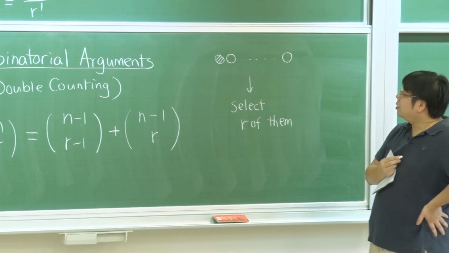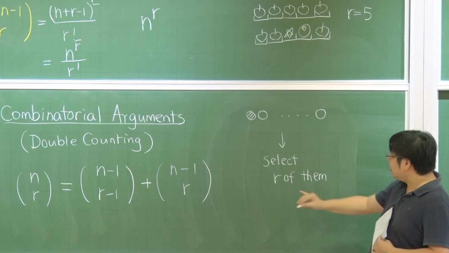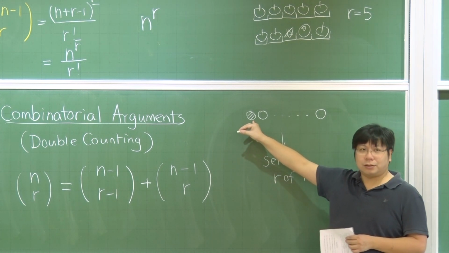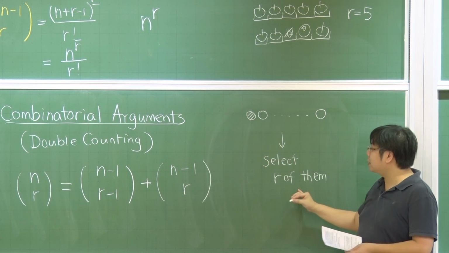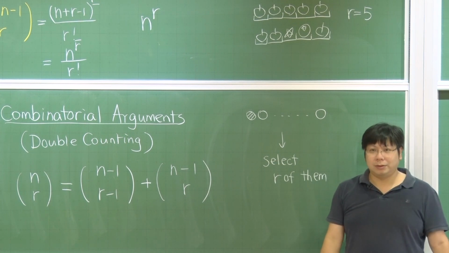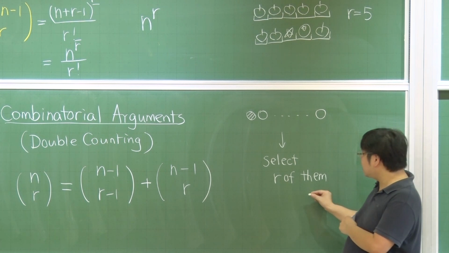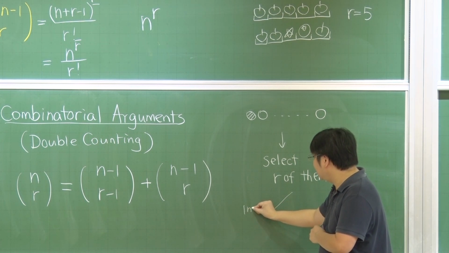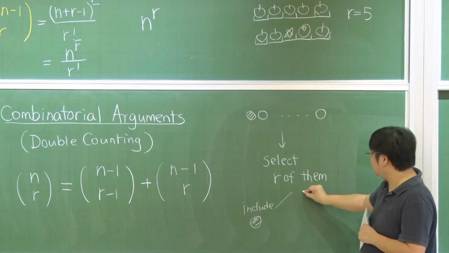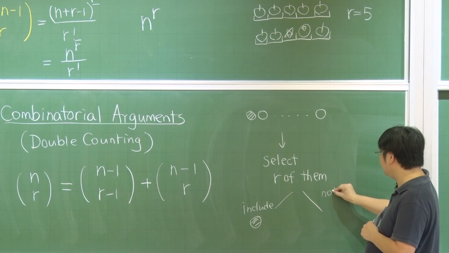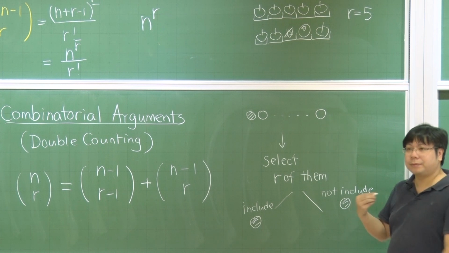So to do the counting, there are 2 different cases. One is that the R objects will include this strawberry thing, and the other is that the selection of R objects does not include the strawberry ball. Is that okay? So there are 2 different ways. One includes this special one, and the other does not include this special ball.